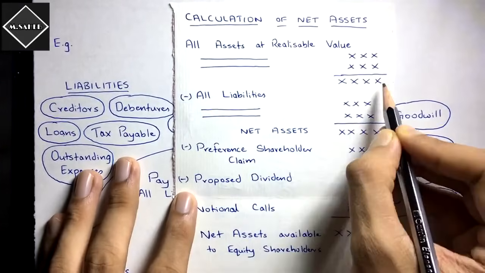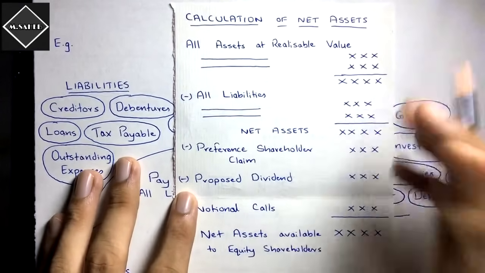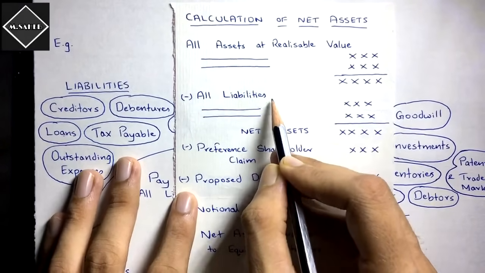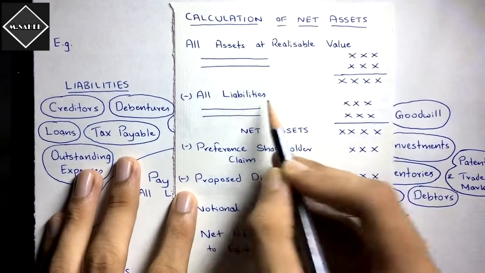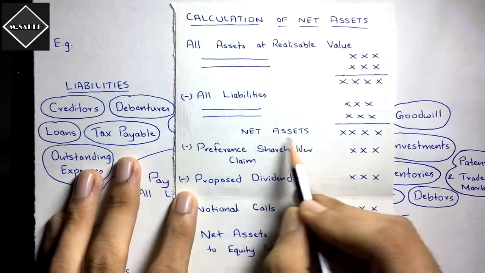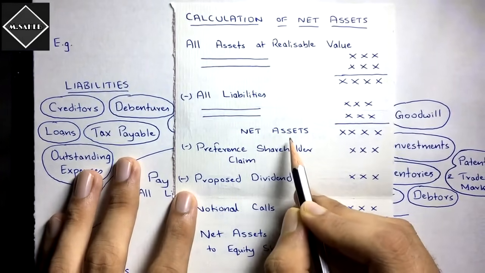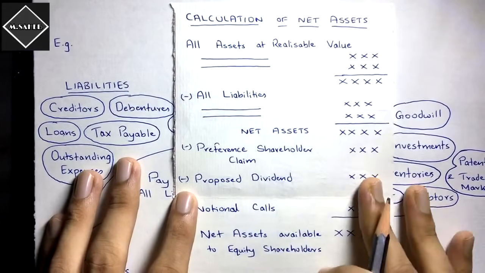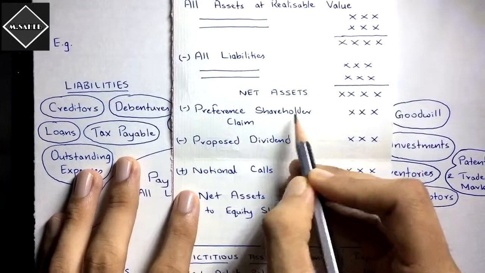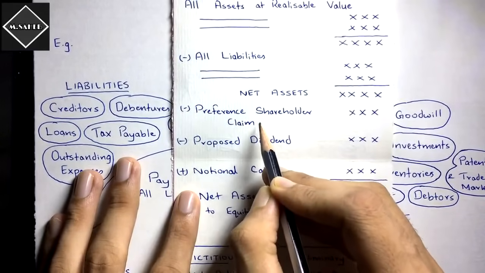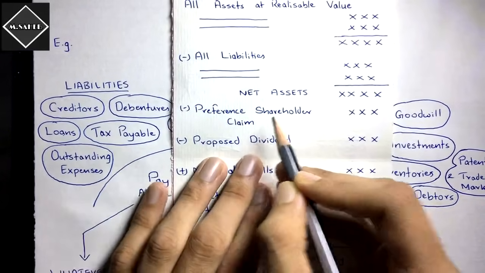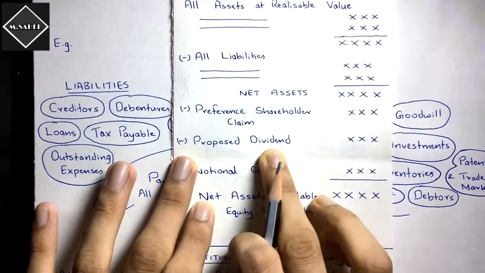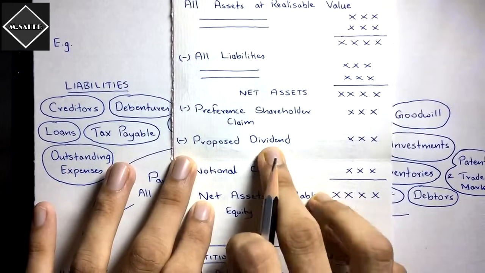So you take total assets at realizable value, and then you subtract all the third party liabilities. After deducting all the liabilities, you will get net assets. But if in your company there are preference shareholders, and if they have any claim, then you have to deduct that also. If there are any dividends in arrears, outstanding dividends, that needs to be deducted. And if there is any proposed dividend of equity shareholders, that also has to be deducted.